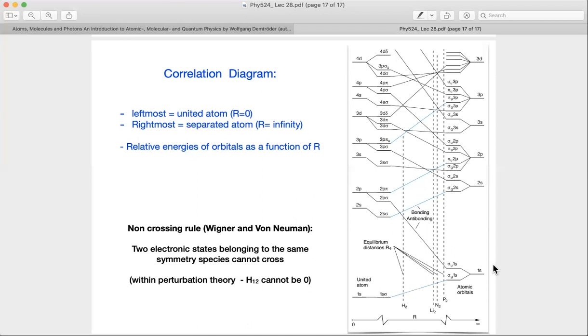So these are the atomic states which combine into bonding and anti-bonding orbitals. And then their evolution with R determines the final filling: how do I fill the molecular energy levels, etc. Here we should keep in mind one particular rule when we read this diagram. This is called the non-crossing rule, which came from von Neumann and Wigner, and which roughly is based on first order perturbation theory.